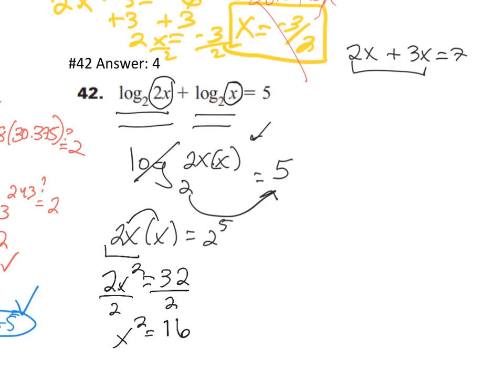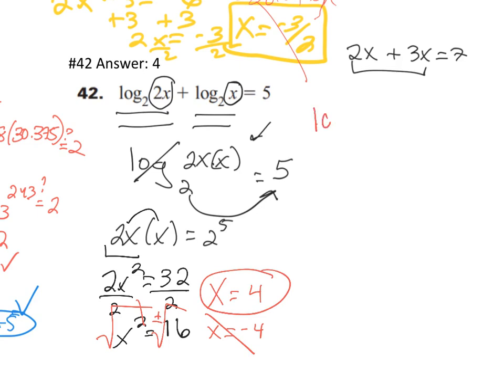Then when we take the square root, don't forget the plus or minus. So we would have x equals positive 4, x equals negative 4. Now when we plug them in, we see that only 4 is a solution, negative 4 is not a solution. Because watch, if we say log base 2 of 2 times negative 4 plus log base 2 of negative 4, is that equal to 5? We get an error on the left.